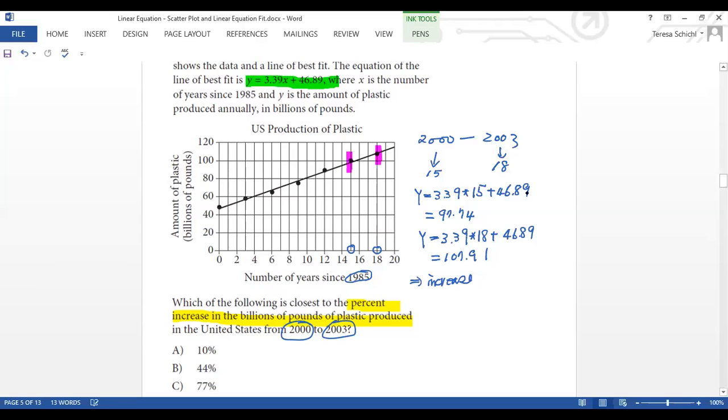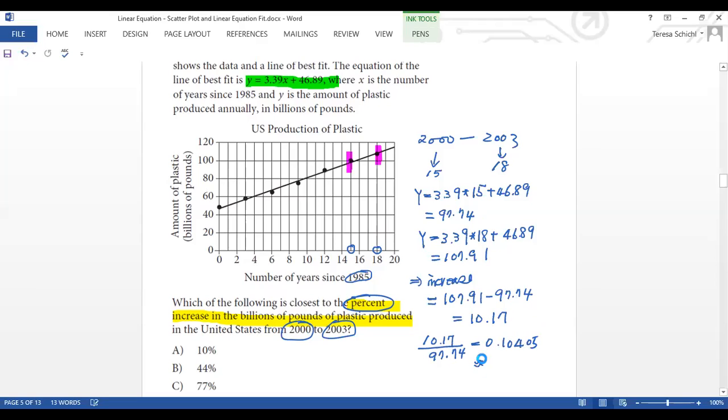Okay, so the increase from 2000 to 2003 is really 107.91 minus 97.74. This is the increase, and this is 10.17 tons of plastic. So they also want to find the percent. Your percent, you always start with the initial year. So it's 10.17 over 97.74 here. So you will get 0.10. Okay, so 405.